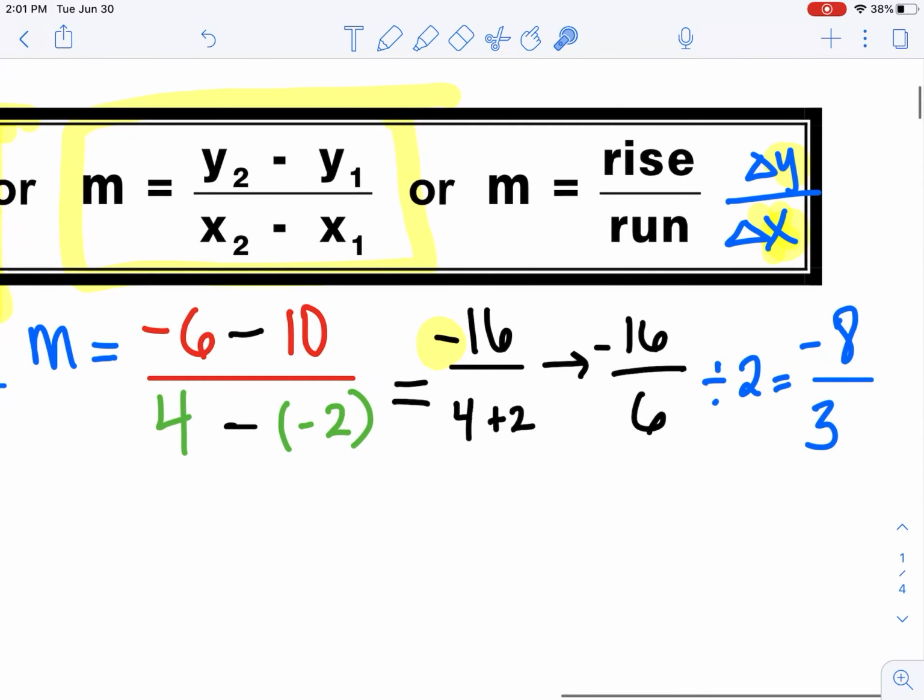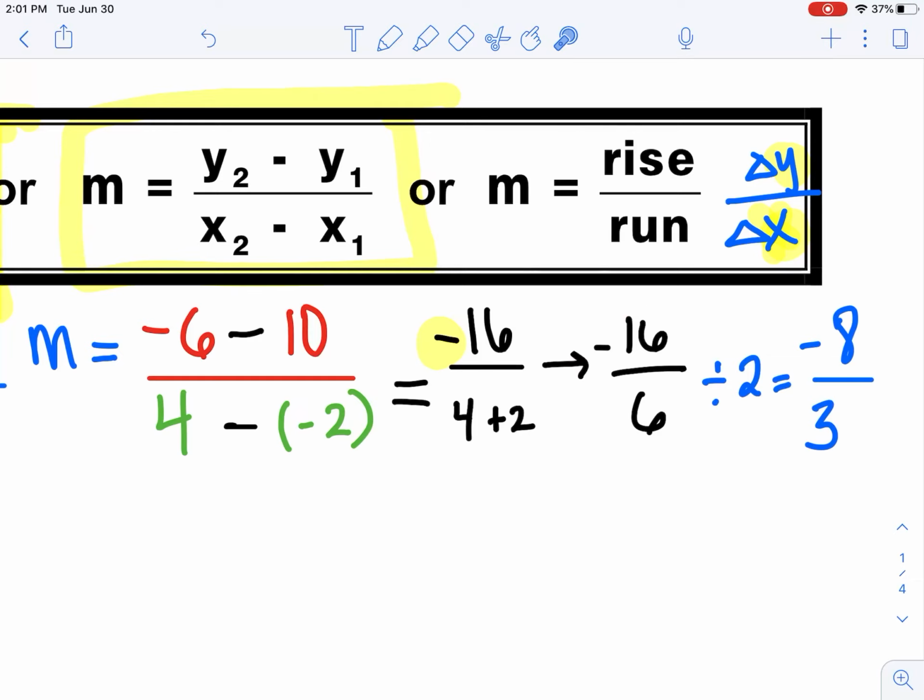Now that we're here, and you guys can always pause if you need to, if you're writing this down as we go, or you can just try it and then see if you come up with the same answer. If not, you probably need to revisit the notes. Okay, so don't forget, back-to-back negatives as you're finding the difference in change. So 4 minus a -2 simplifies to back-to-back negatives. It's a plus. All right, so we end up with a -6 minus 10, which is a -16, divided by 4 plus 2, which is 6.